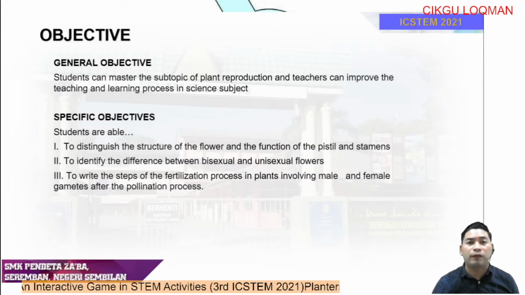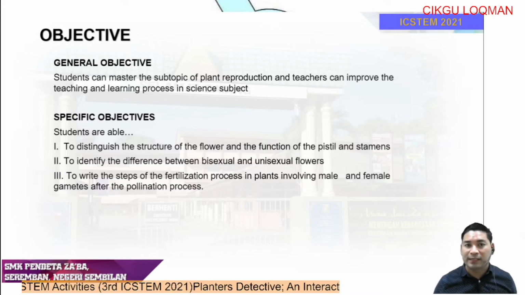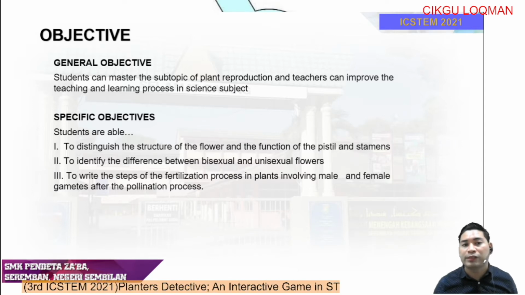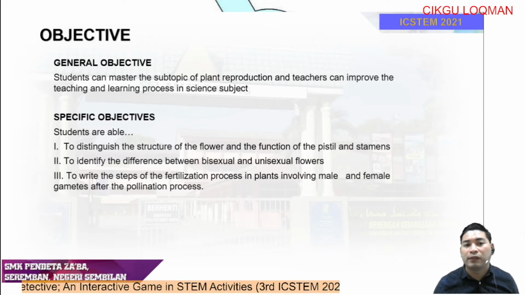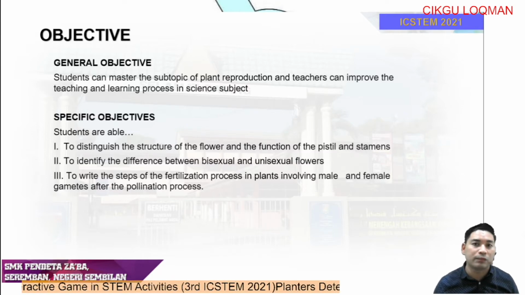The objective of this innovation is that students can master the subtopic of plant reproduction and teachers can improve the teaching and learning process in the science subject. Specific objectives: students are able to distinguish the structure of the flower and the function of pistil and stamen, to identify the difference between bisexual and unisexual flowers, and to write the steps of the fertilization process in plants involving male and female gametes after the pollination process.